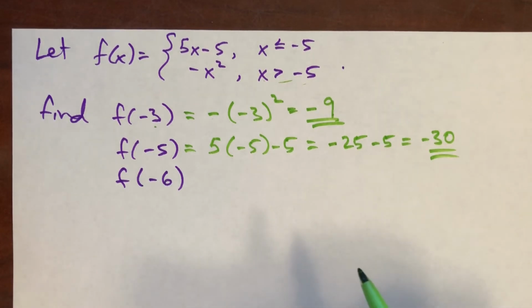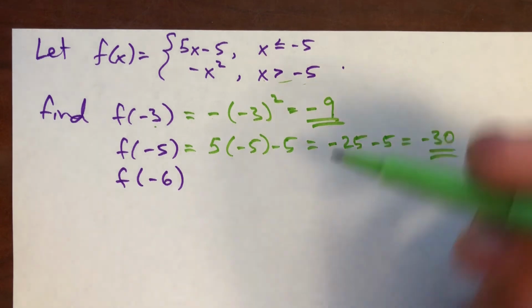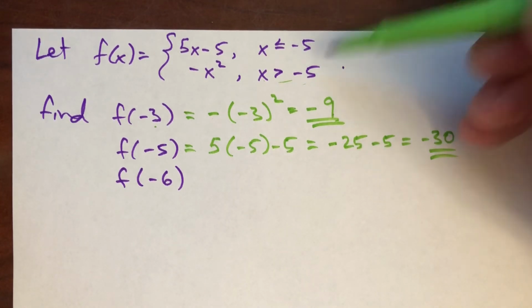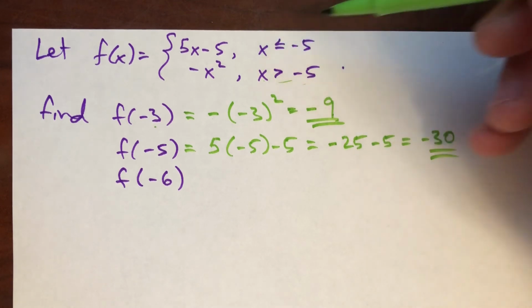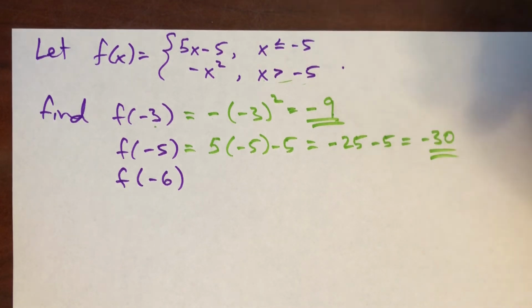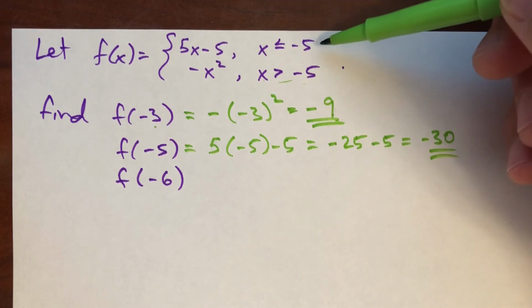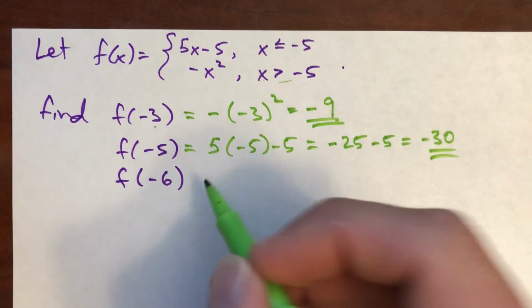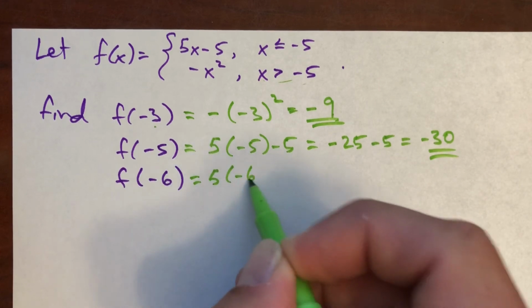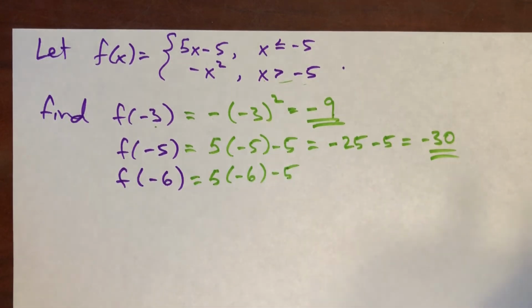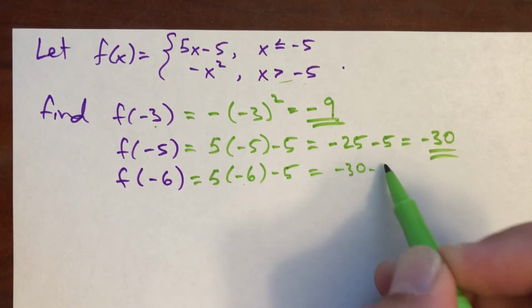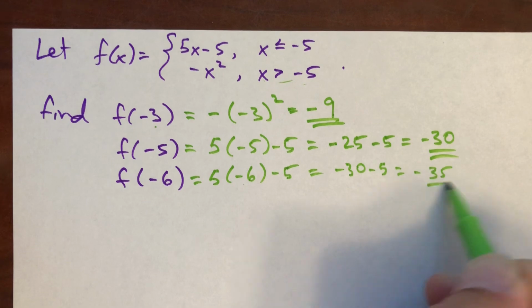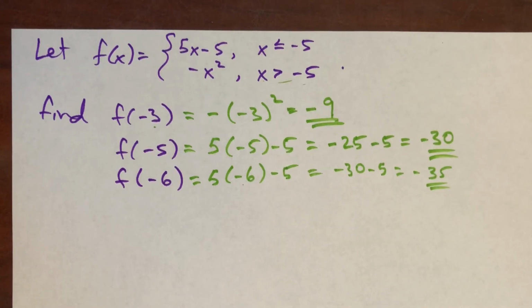So we do the same thing with the -6 here. We go to our domain and we decide which one of these intervals it's in. So is -6 less or equal to -5, and it is, right? -6 is strictly less than -5, so this is the rule we're going to use again. So we got 5 times -6 minus 5, and we simplify. So -30 minus 5 would be -35. All right, so we found function values using a piecewise defined function.